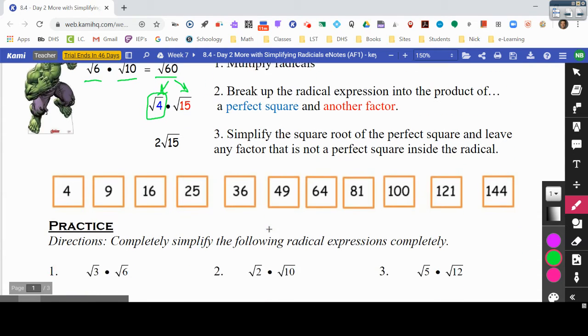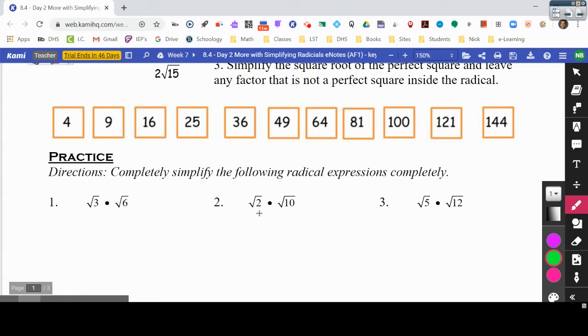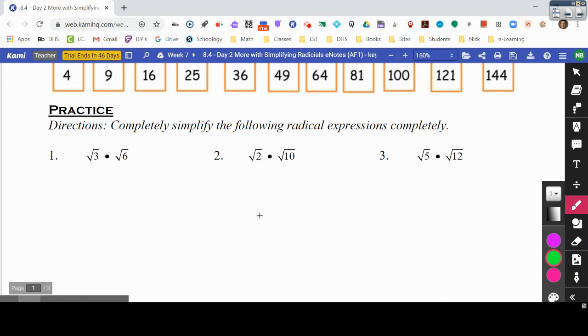So let's do these practice problems. We're going to completely simplify the following radical expressions. Completely. So we have rad 3 times a rad 6. That means we're going to smash these together and make these into a rad 18.